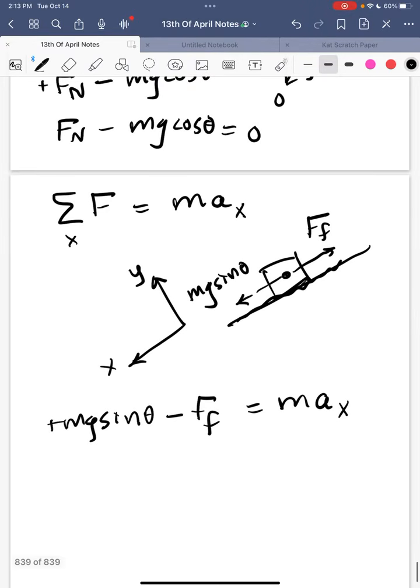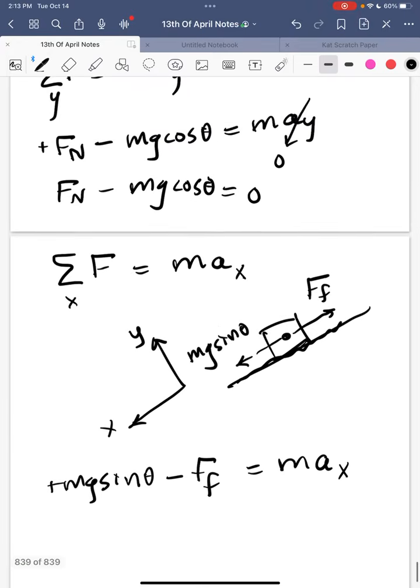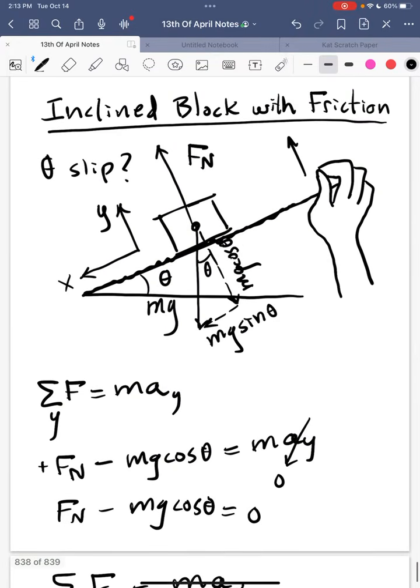Everything's good. But if the block is stuck, so if we're holding this at an angle that's not very large, the block would be stuck and just sitting there. It's not moving at all. But as we push this up more and more, the block will eventually begin to slip and slide down the plane.